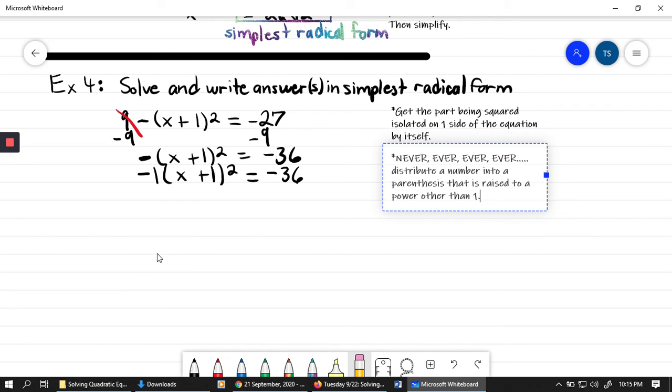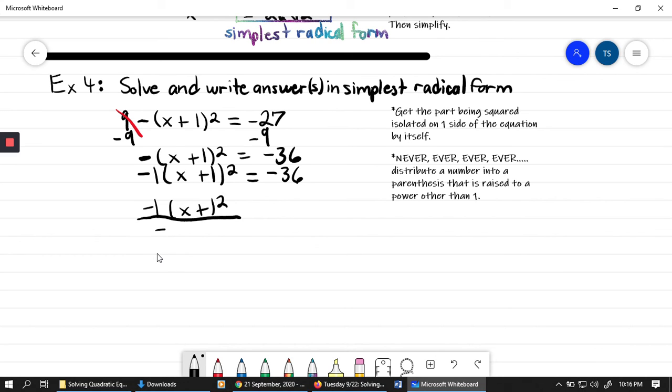Alright, so when we're talking about what to do next, since we're not going to distribute, notice here what operation is going on between the -1 and that set of parentheses. That operation going on there is multiplication. So we need to do the inverse operation here, and what we need to do is divide. So we're going to divide both sides of the equation by -1. Divide by -1, divide by -1.